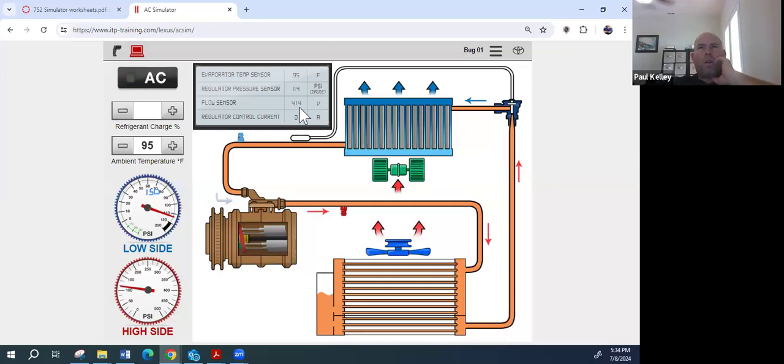Now, the flow sensor at 4.14 volts, we don't have a ton of information on that. But remember, a sensor that's a 5-volt sensor is generally in between a half and about a 4.5. So 4.14 is in the range of a half to 4.5. That makes sense. And then the regulator control current, 0 amps. Well, we could go really in detail on that. But for now, let's just say the compressor clutch isn't kicking on. These look okay. The refrigerant level looks at least fairly charged, maybe a little bit low.